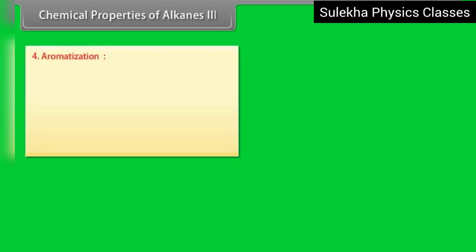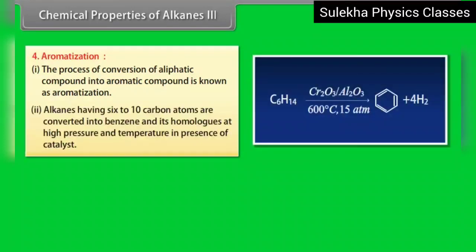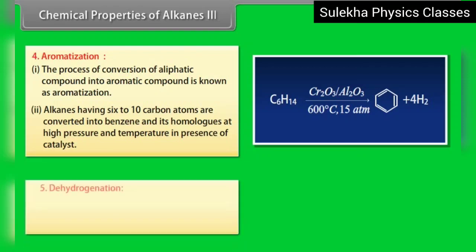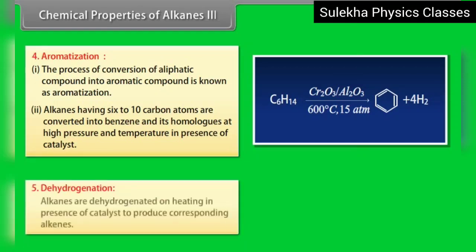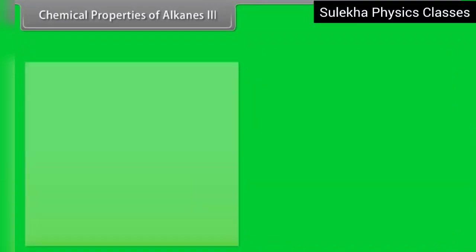Chemical properties of alkanes Part 3. Aromatization. Number 1. The process of conversion of an aliphatic compound into an aromatic compound is known as aromatization. Number 2. Alkanes having 6 to 10 carbon atoms are converted into benzene and its homologues at high pressure and temperature in the presence of a catalyst. Dehydrogenation. Alkanes are dehydrogenated on heating in the presence of a catalyst to produce the corresponding alkenes.